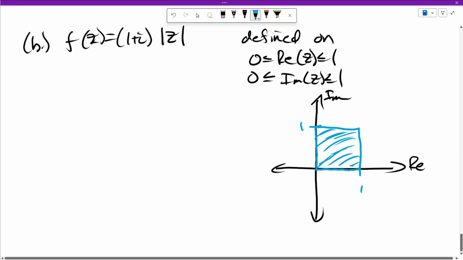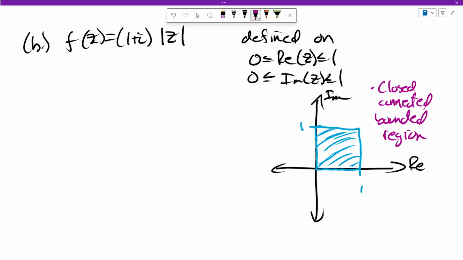This is to remind ourselves of some of the language. This is a closed, connected, bounded region. It's not relevant for the problem, but it satisfies all of those properties.